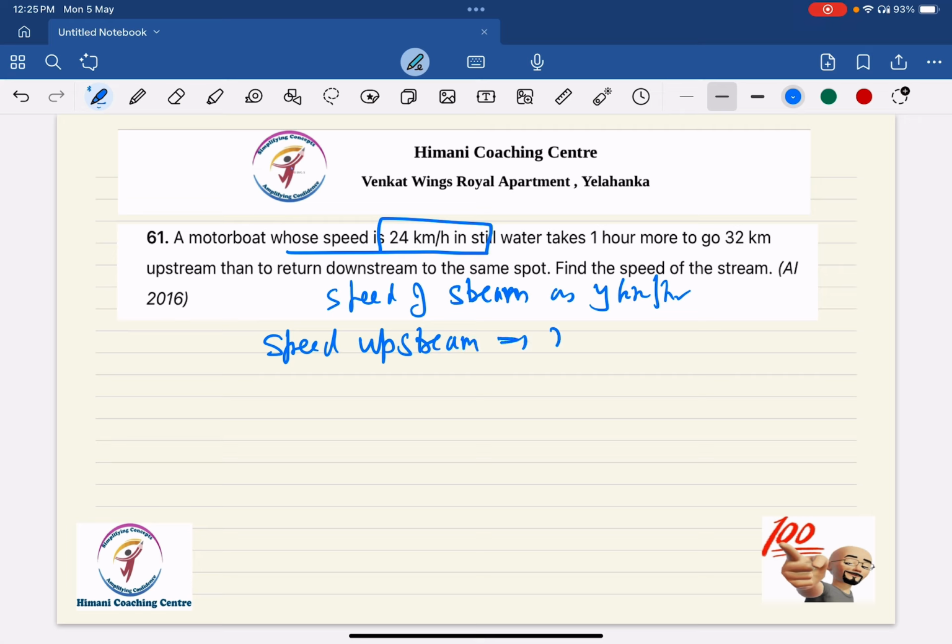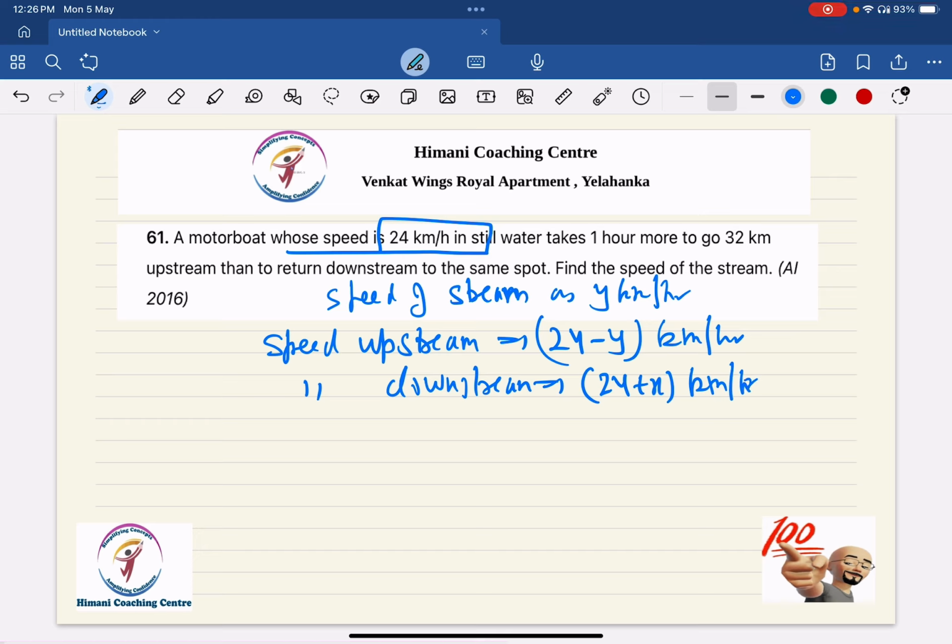It should be 24 minus y kilometer per hour. Similarly, speed downstream should be 24 plus x kilometer per hour. Once you understand this step, then the question becomes easy. Now the concept is same.